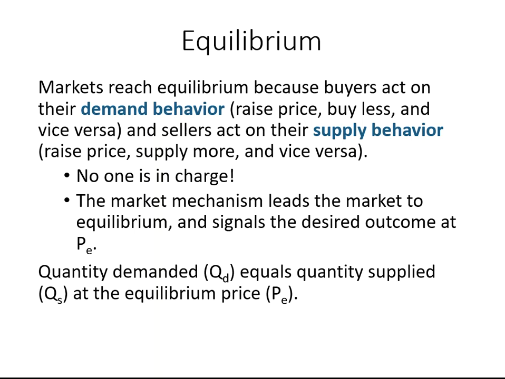So at the equilibrium point, suppliers are happy, buyers are happy, and they're very happy in that state. The quantity supplied will not change, the price will not change. So that's why we call it the equilibrium price.